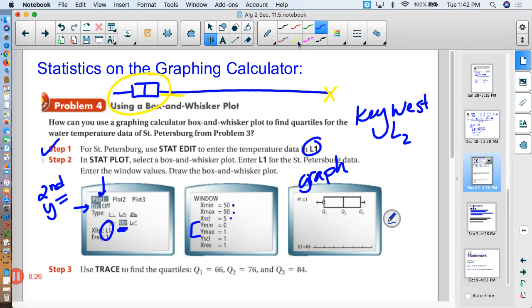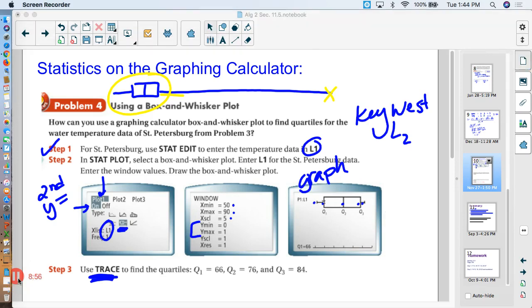Okay? You won't see numbers on yours right now, but if you go to trace, just hit the trace key and use your left and right arrows. You should be able to bounce on your graph between the different quartiles and the min and max. And you should be able to see the numbers at the bottom of your screen. Can you do that? You seeing it? All right, let's check.